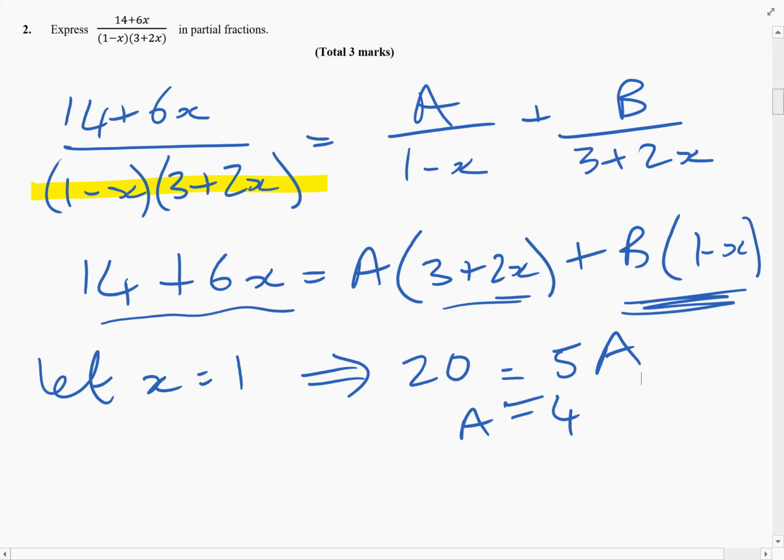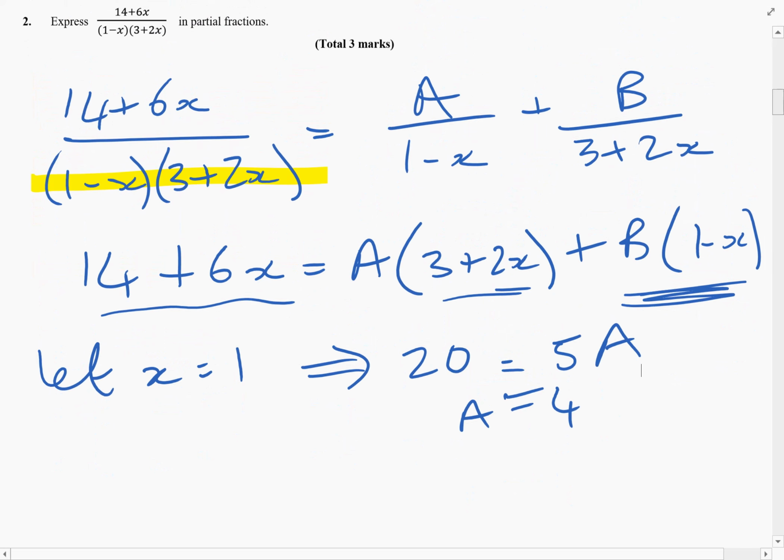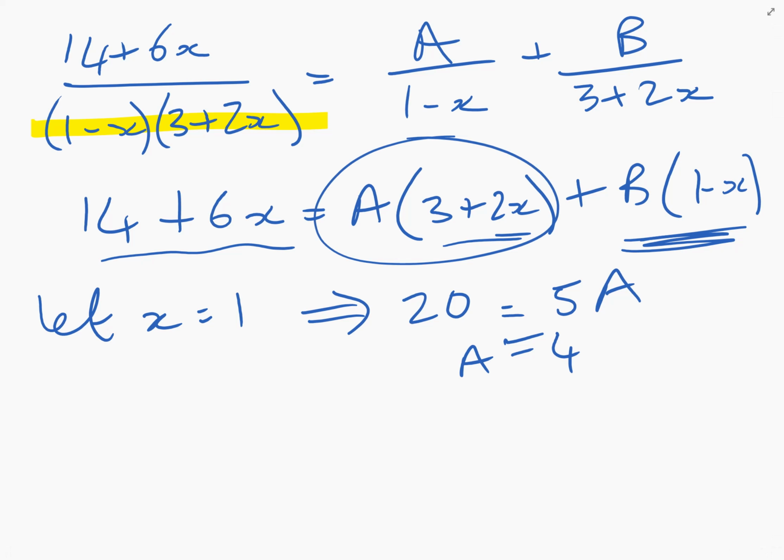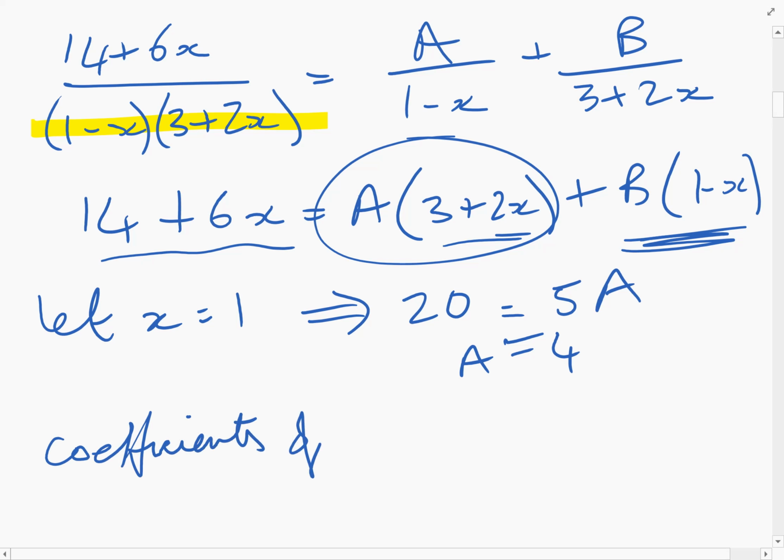Now we need to find out what b is. There's lots of ways of doing this. You could make x equal minus 1.5 to get rid of this term here, but I think it's easier to equate the coefficients of x. It's up to you, you should get the same answers. So if we equate the coefficients of x.